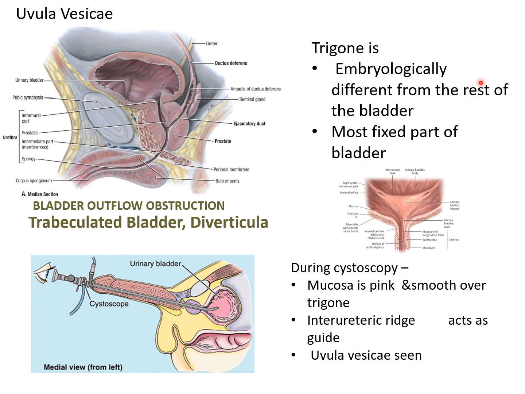The trigone is embryologically different from the rest of the bladder. You need to find out why. It is the most fixed part of the urinary bladder, and the mucosa here is smooth. So this is how the trigone is different from the rest of the urinary bladder.